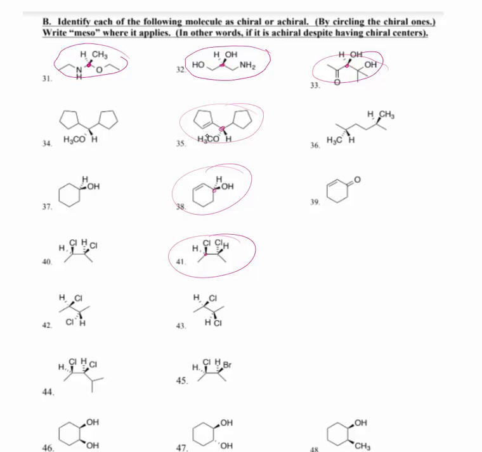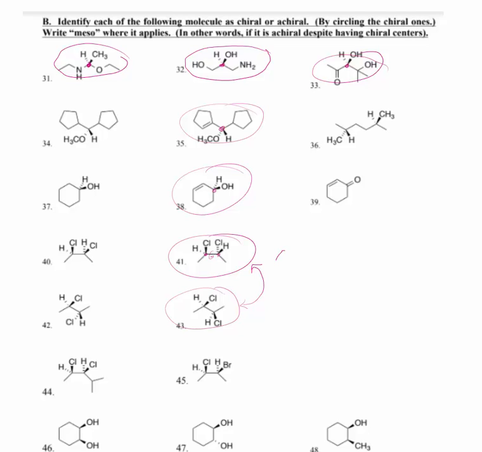You see the chlorines on either side here. You can't rotate this around and get the same configuration. So this, although it has two asymmetric centers, and these are the same compounds, they are chiral.